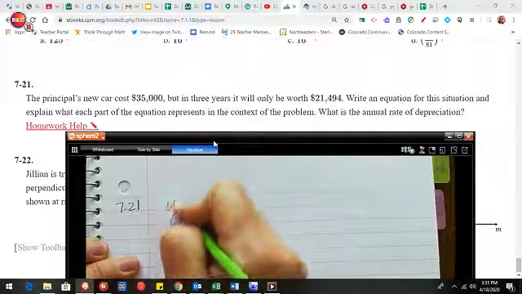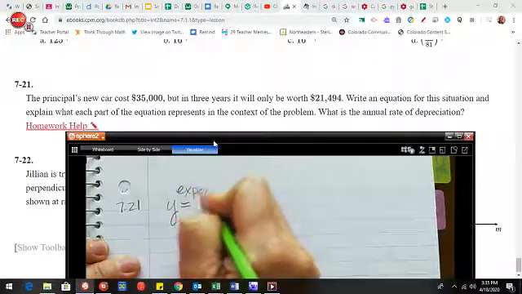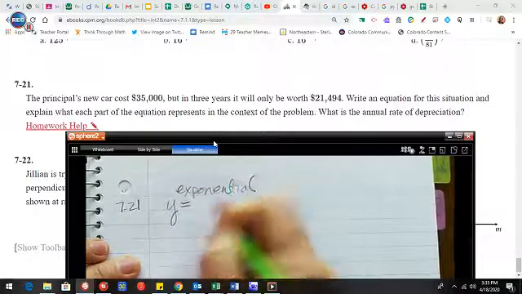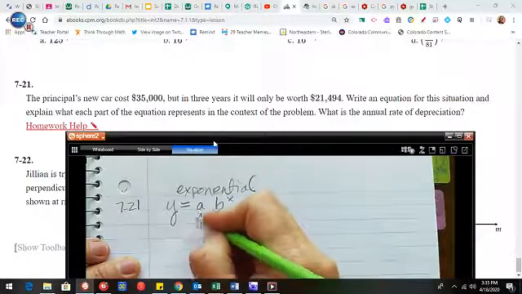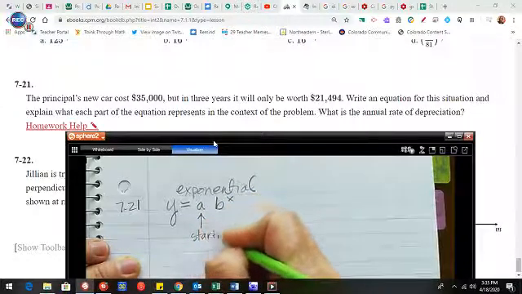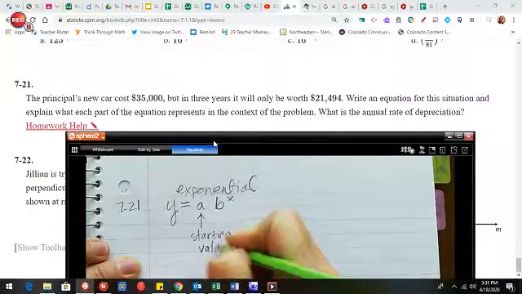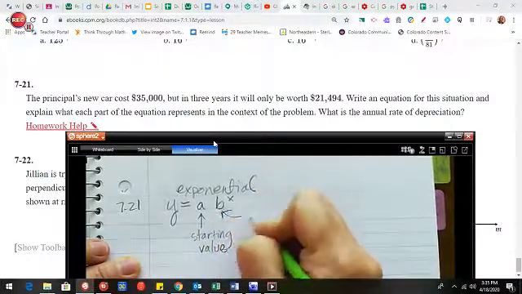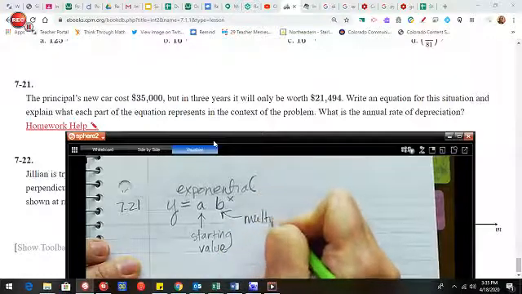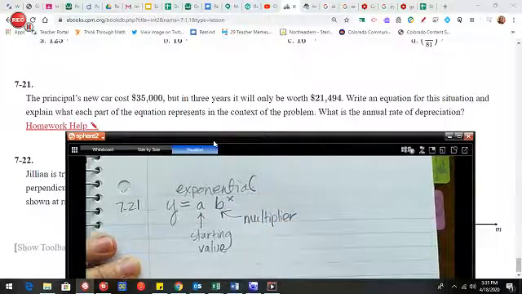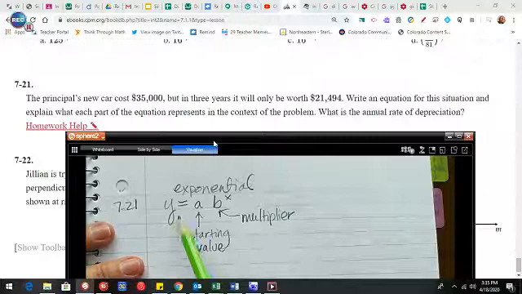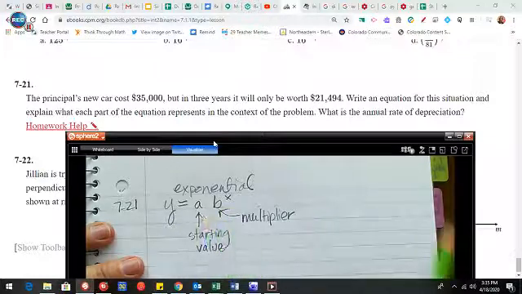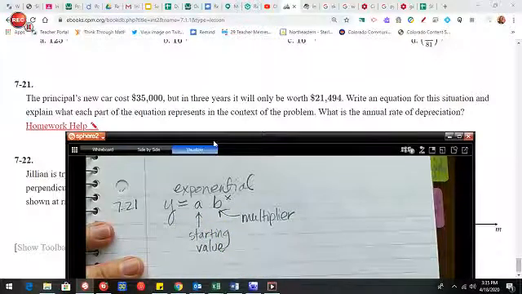And if it's an exponential equation, it's going to be in the form a b to the x. This is your starting value, and this is your multiplier. So with linear equations, you had y equals mx plus b, and you had different versions of a linear equation. With exponential, you have y equals a b to the x, and that's the most common way that it's written.